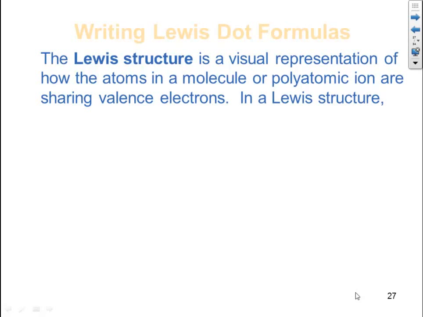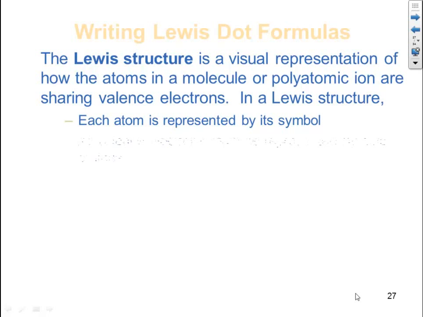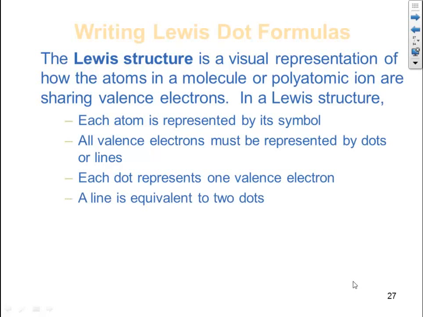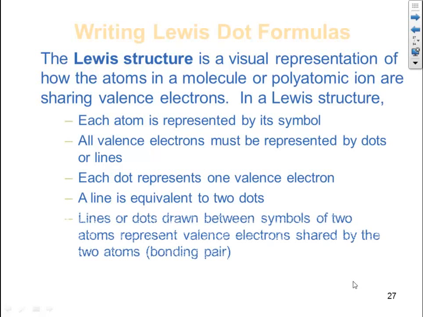The Lewis structure is a visual representation of how the atoms in a molecule or polyatomic ion are sharing valence electrons. In a Lewis structure, each atom is represented by its symbol. All valence electrons must be represented by dots or lines. Each dot represents one valence electron. A line is equivalent to two dots. Lines or dots drawn between symbols of two atoms represent valence electrons shared by the two atoms, meaning a bonded pair.